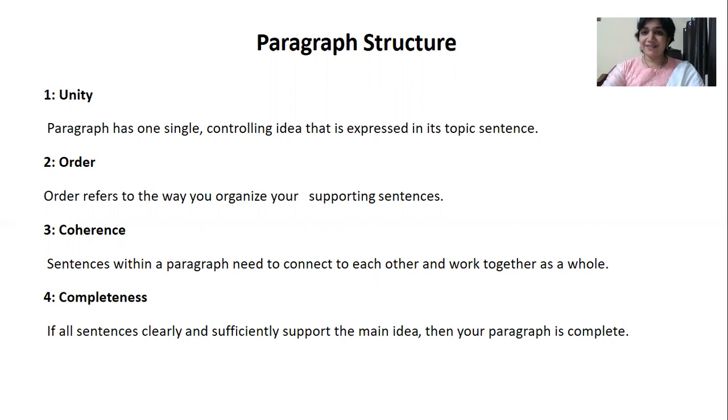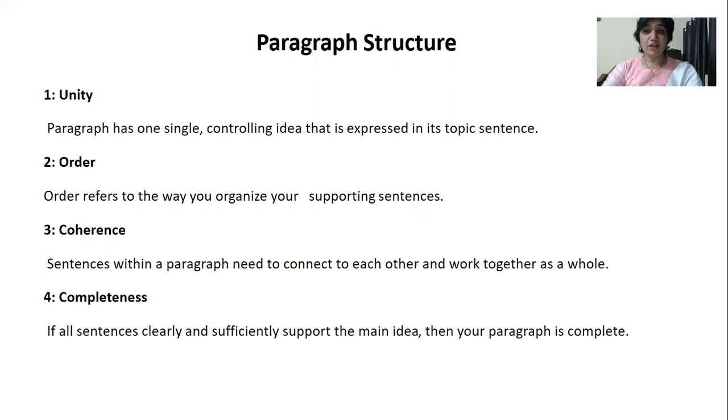Lastly, it is completeness. You see, if all sentences clearly and sufficiently support the main idea, then your paragraph is complete. Okay, so to be complete, you have to remember that the topic sentence, the supporting sentences, and the concluding sentences should be in alignment.